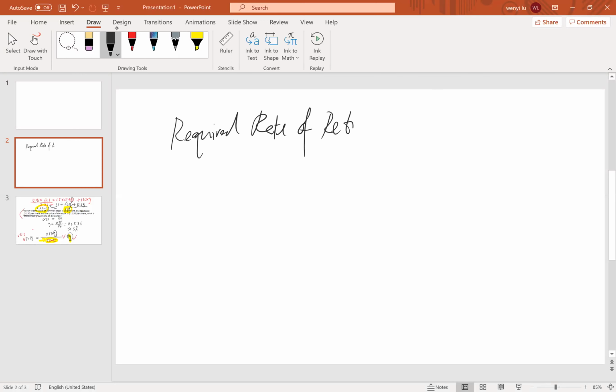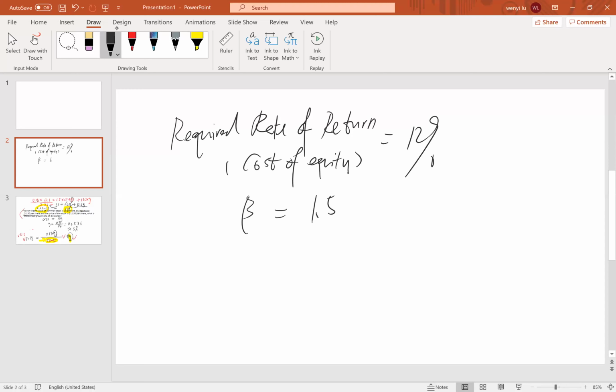I mean the cost of equity is equal to 12%. And then you also know the beta for this company, the non-diversifiable risk, equal to 1.5. And you also know the market return equal to 5%. So what do you want to solve? You want to solve the risk-free rate, for example.